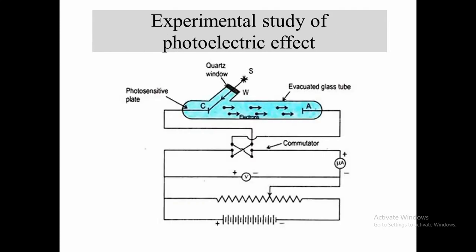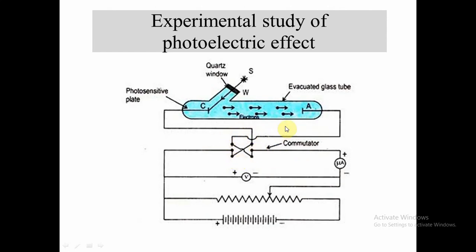Experimental study of the photoelectric effect. This is the experimental arrangement, which consists of an evacuated glass tube made of quartz glass, having the window W, also made of quartz glass, which allows light of a particular frequency and wavelength, provided by the source S. There are two plates arranged here. The plate C is called the photosensitive plate or emitter plate, and the plate A is known as the anode plate or collector plate, and this is the commutator.